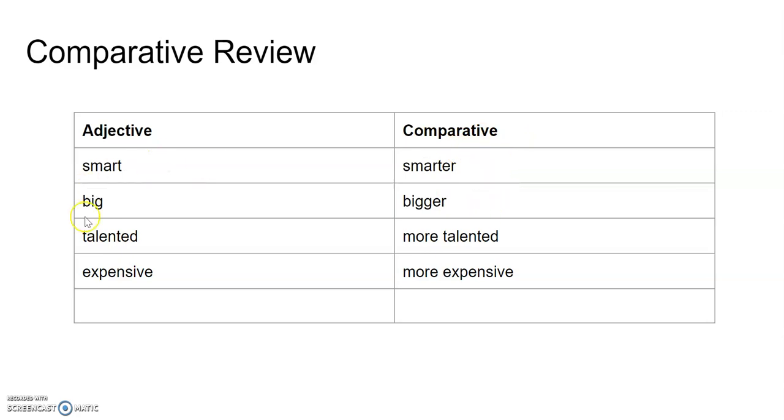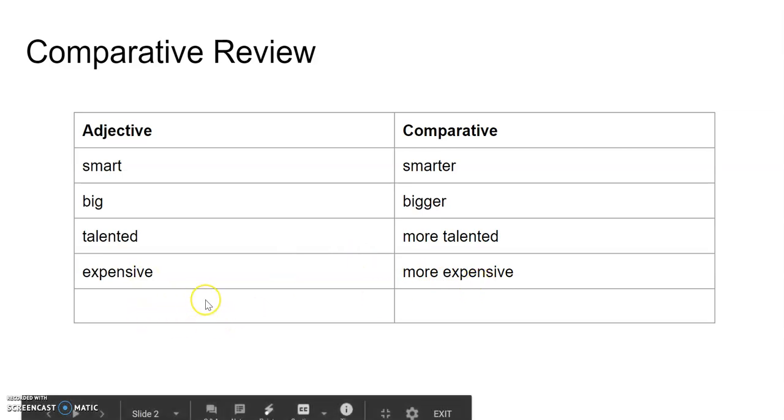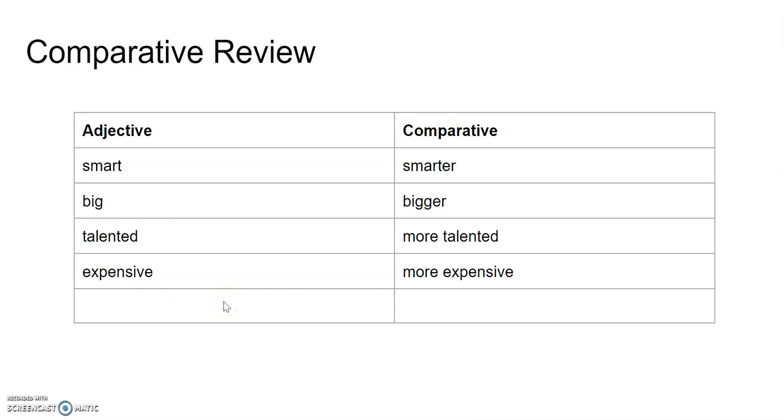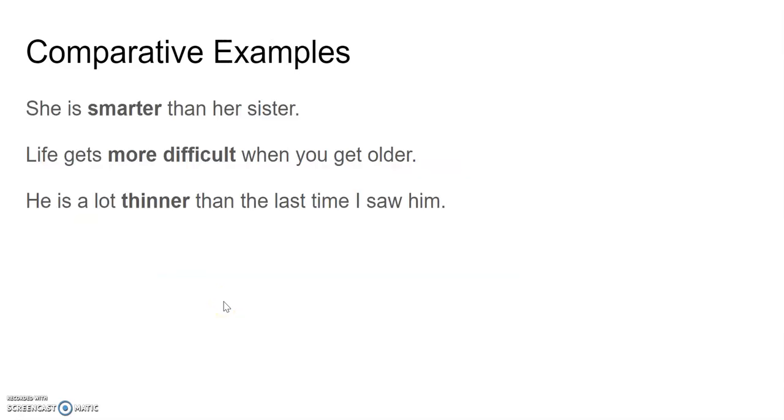Right? For longer words, like talented, we say more talented, so we add more in front of the adjective. Same thing with expensive, more expensive. Okay, so think of another adjective that could be considered a long one. Okay, next guys, let's take a look at some examples.